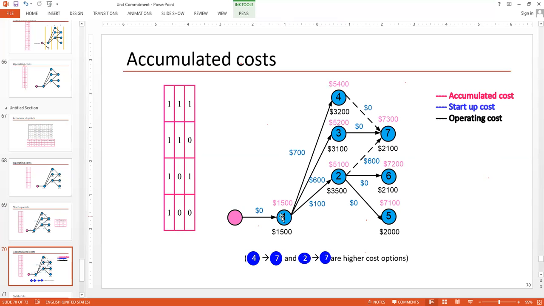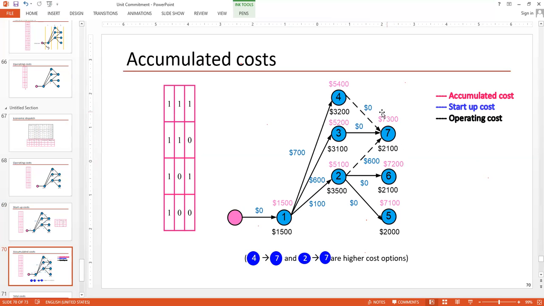Similarly, you do it here: 1500 plus 600, it is 2100 plus 3100. So it is 5200. So it is 5400, it is 5200. You do the same here, and that gives you 1500 plus 100, it is 1600 plus 3500, it goes to 5100. So for these 3 nodes, you have the accumulated costs 5400, 5200, and 5100. You do the same here. So 5400 plus 2. Okay. So now what do you do?